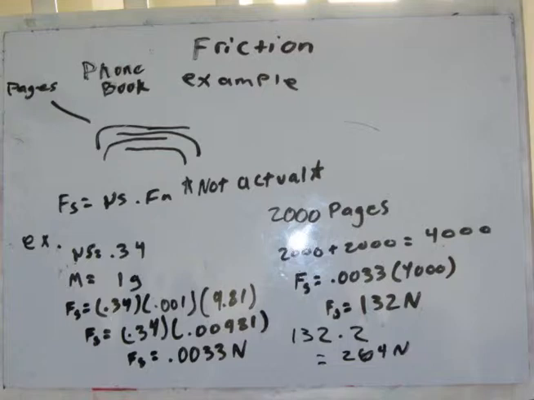And so here he has his mu s equals 0.34, and the m equals 1g, and so he plugged that into his little formula, and he has Fs equals 0.0033 newtons. There are 2,000 pages per book, so 2,000 plus 2,000 equals 4,000. So he does 0.0033 times 4,000 equals 132 newtons, times 2 equals 264, because there are 2 phone books.